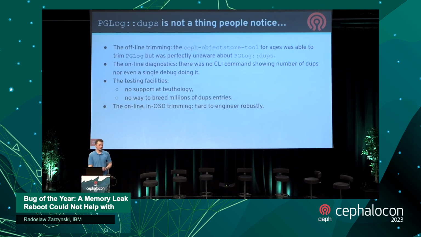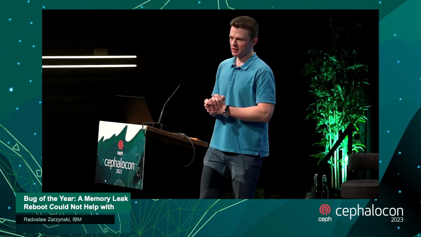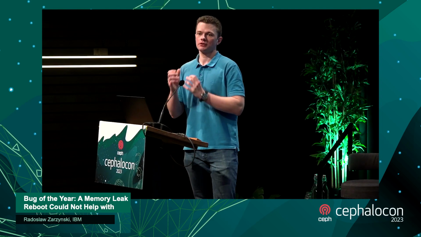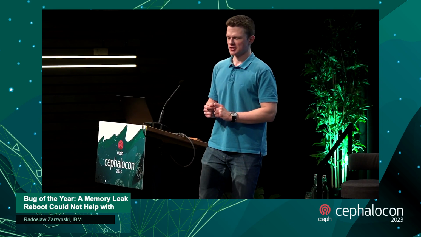There are two ways how pglog entries get trimmed. The first one resides in the OSD. That's the default, the typical way of trimming them. It happens automatically, on the write path. When you are adding a new entry to the pglog, you are also trimming older entries. That's the main way.